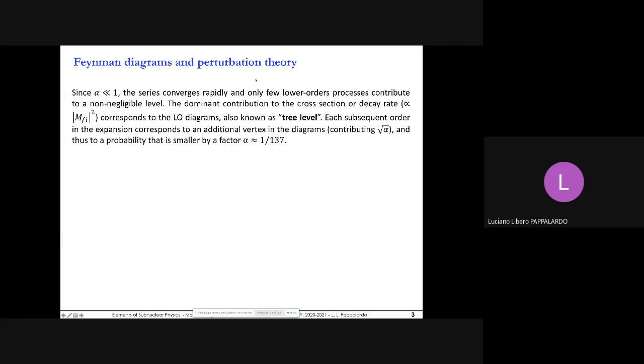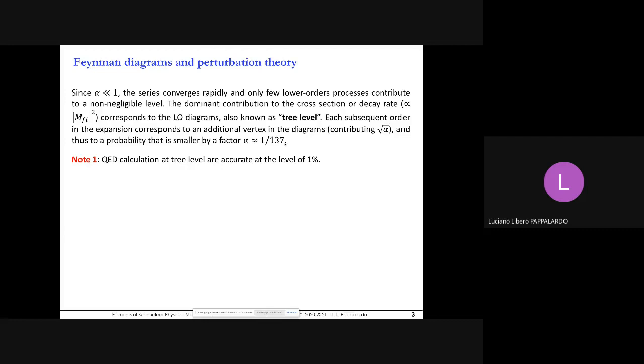So the dominant contribution to the cross-section or to the decay rate corresponds to the leading order diagrams, also known as the tree-level diagrams. Each subsequent order in the expansion corresponds to an additional vertex in the diagram, so contributing a square root of alpha, and thus a probability that is smaller by a factor of alpha. Because then you have to take the square of the matrix element, so this becomes alpha. And so your probability becomes smaller by a factor of 1 over 137.